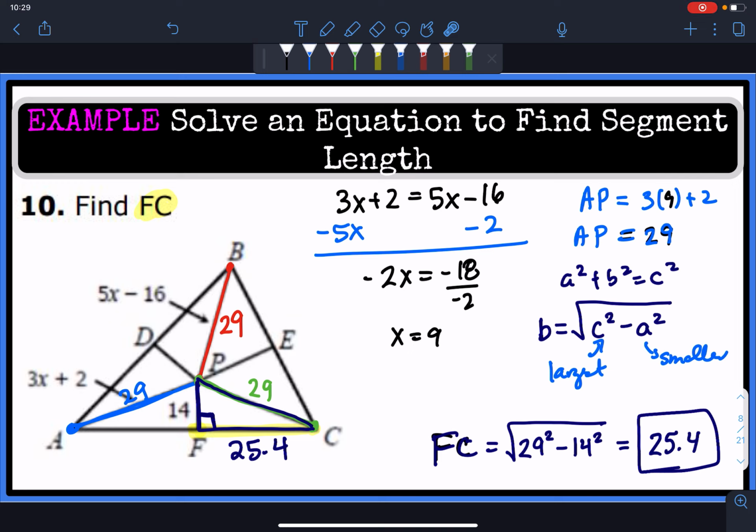Again, that concludes my examples on how to use the circumcenter to solve equations and find segment lengths.